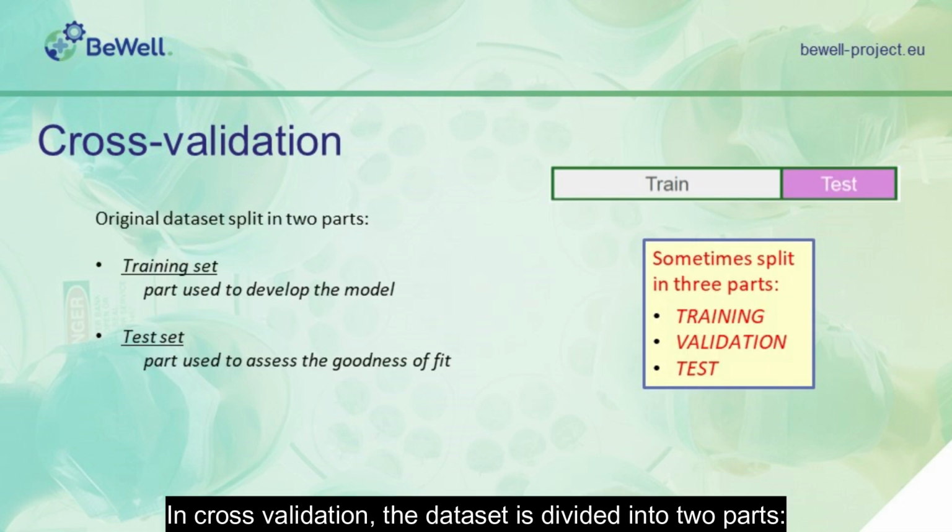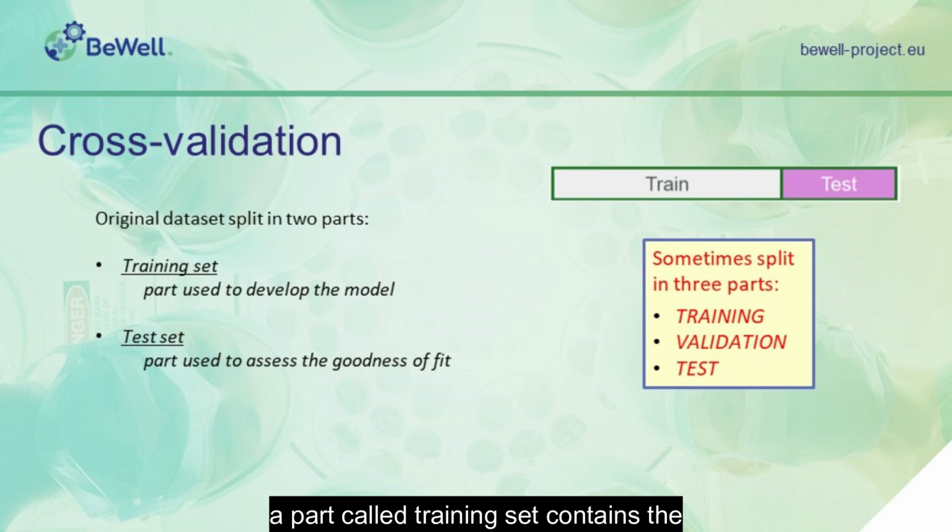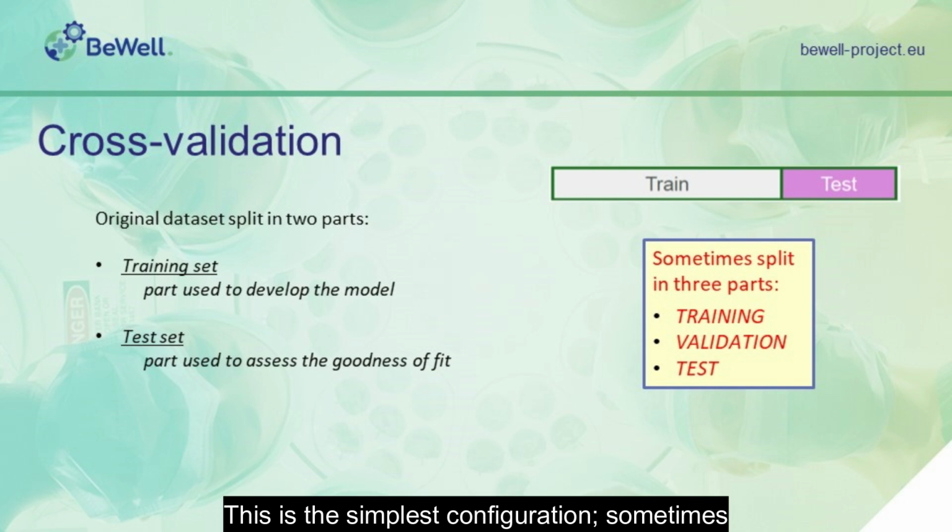In cross-validation, the dataset is divided into two parts. A part called training set contains the data used to develop the model and train it. Another part, called test set, contains the data that will be used later to evaluate the goodness of the predictions. This is the simplest configuration. Sometimes the data are split into three parts, also including the so-called validation set.